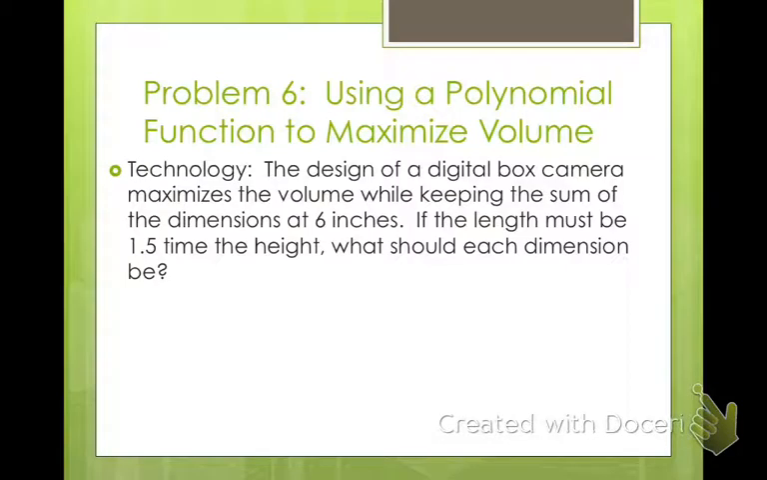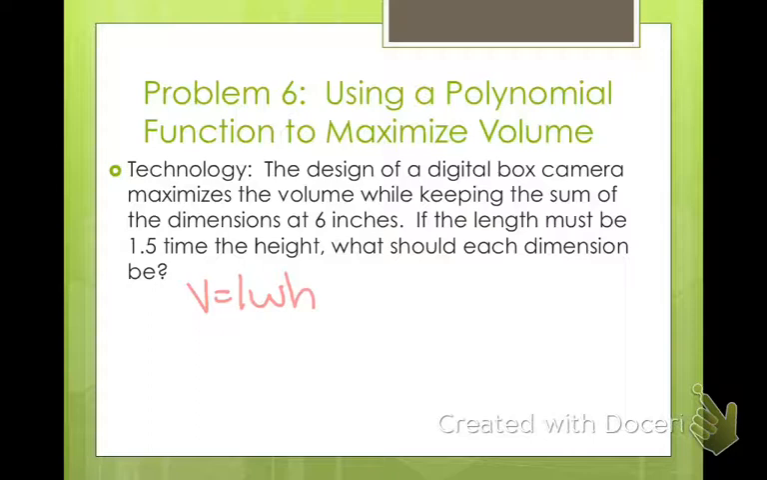And this is the last one. In order to find maximum value, and this one's a little tricky, but it says the design of a digital camera box maximizes the volume while keeping the sum of the dimensions at 6 inches. If the length must be 1.5 times the height, what should each dimension be? Okay, what do you know about volume? Volume is length times width times height.